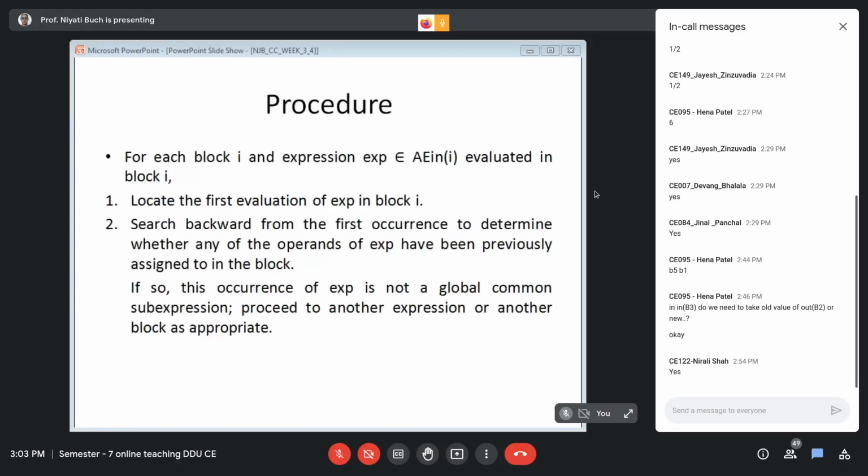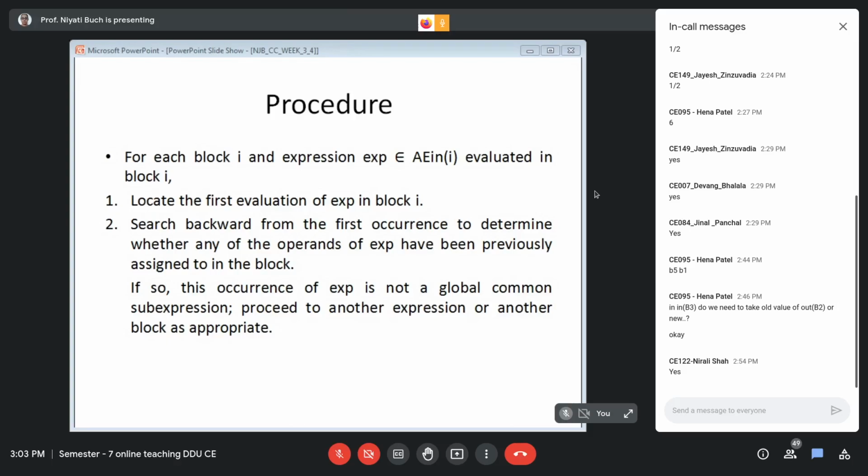So first and foremost, I will walk you through the procedure and then we will see its application. This procedure is word to word from the book by Muchnick. If you do not have the copy, this is the exact procedure, which I have just taken and put into the slide.